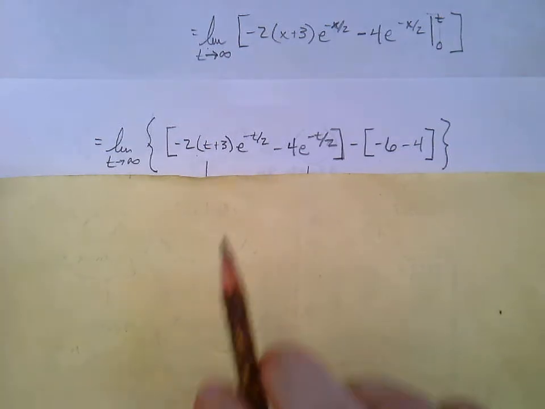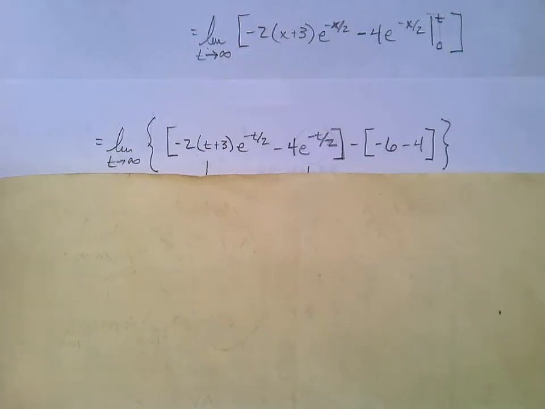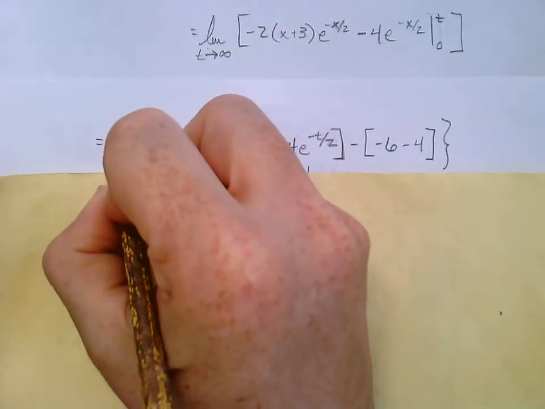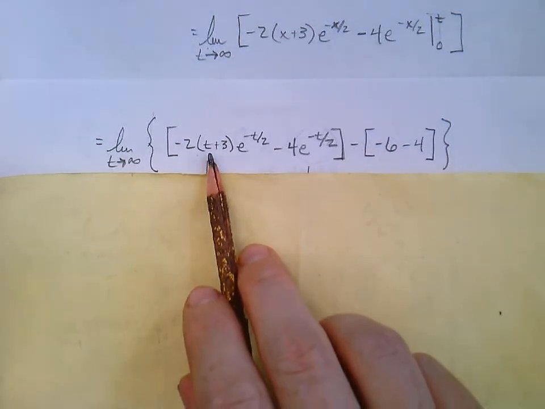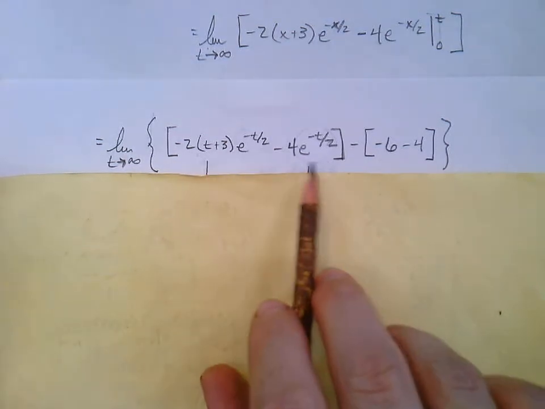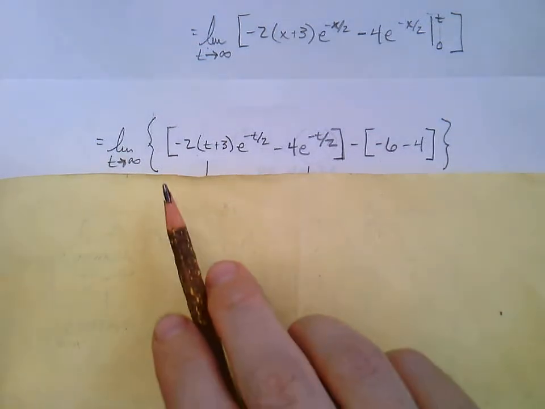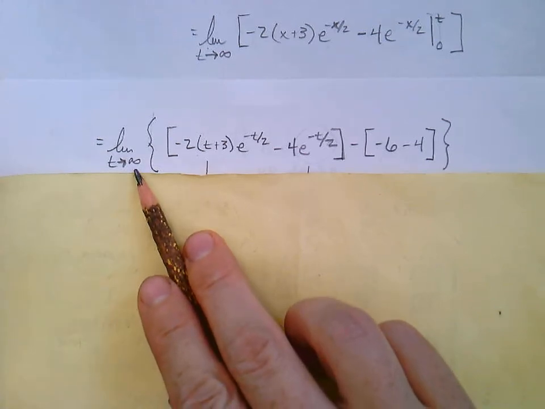At this point, we've done the fundamental theorem of calculus. All that's left, the very last step, is to now take our limit as t approaches infinity. And of course, the t only appears here in this first half. So let's see what happens. What's going to happen as t approaches infinity?